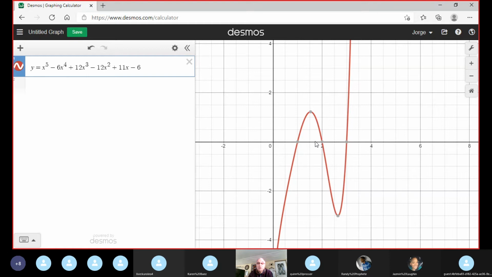1, 2, and 3, and on the piece of paper you perform synthetic division using 1, 2, and 3, and you reduce the degree from 5 to 2, and to the 2 you apply the quadratic formula or factorization.